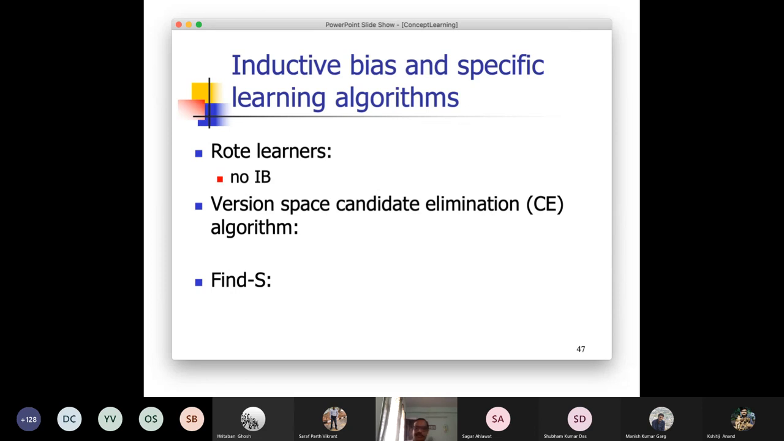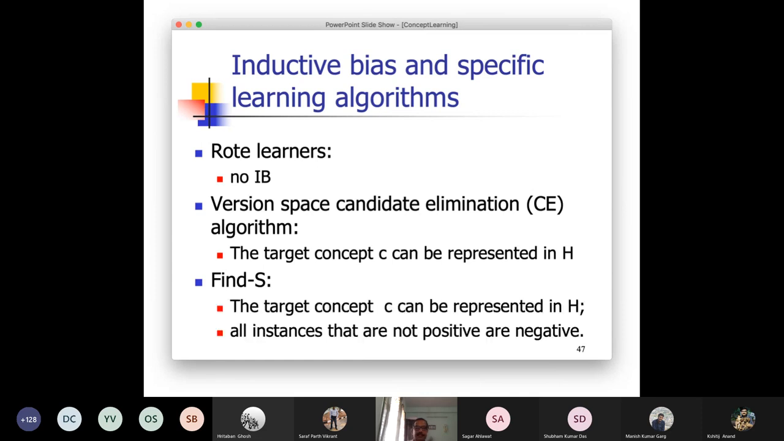When you consider the version space candidate elimination algorithm, the algorithm which you discussed just previously, there you see that the assumption is that the target concept C can be represented in the hypothesis space. And for the first algorithm on hypothesis formation, Find-S, I already mentioned these two assumptions. One is definitely that the target concept should be in the hypothesis space, and the other is that all instances that are not positive are negative. I mentioned it many a time. So you see that's an assumption here.